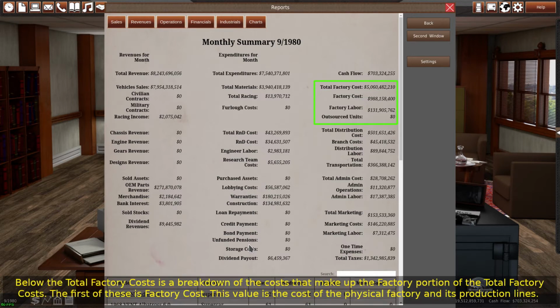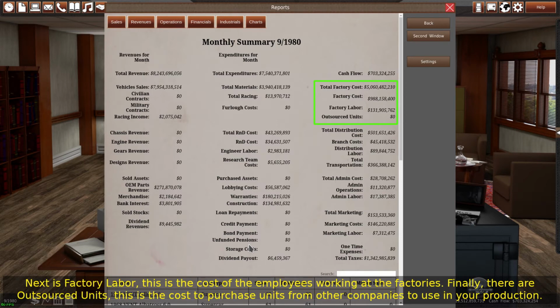Below the total factory costs is a breakdown of the costs that make up the factory portion of the total factory costs. The first of these is factory cost. This value is the cost of the physical factory and its production lines. Next is factory labor. This is the cost of the employees working at the factories. Finally, there are outsourced units. This is the cost to purchase units from other companies to use in your production.